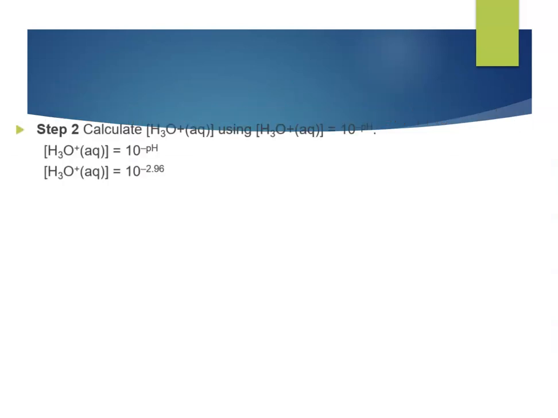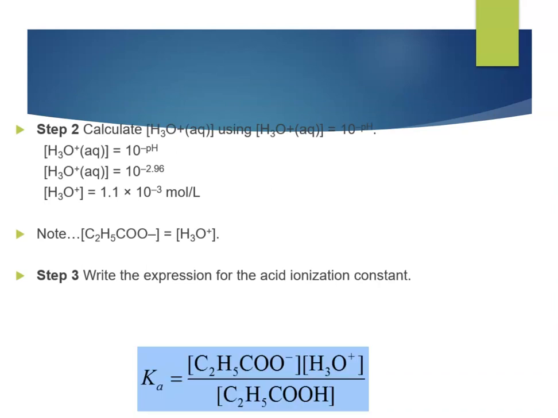In this question, we are given the pH of the solution at equilibrium. We can use this value to calculate the concentration of hydronium ions. Once we know that value, we can write the expression for the acid ionization constant.